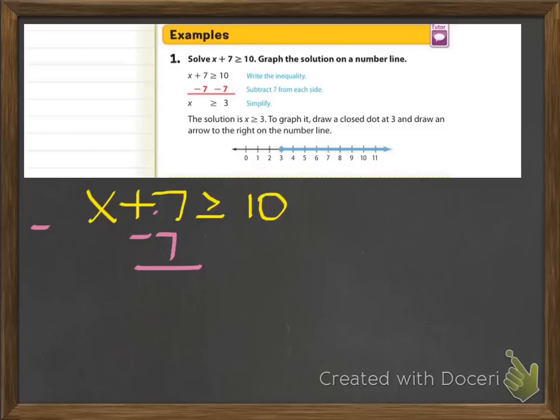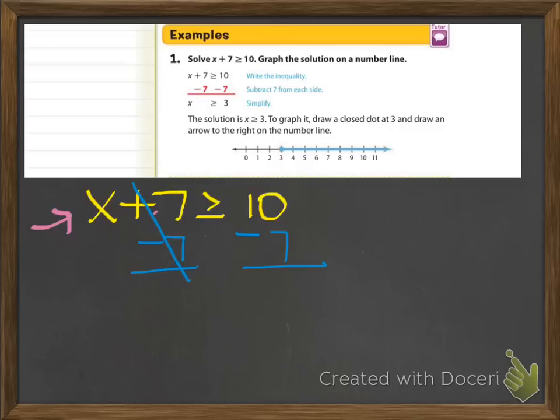So the variable in this problem is x. What's being done to the variable is we are adding 7 to the variable. So in order to do the inverse of that, we are going to need to subtract 7. And we can't just subtract 7 from one side, we have to subtract it from both sides. So I should see you cross through that.